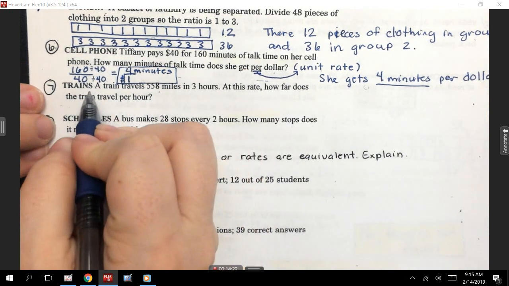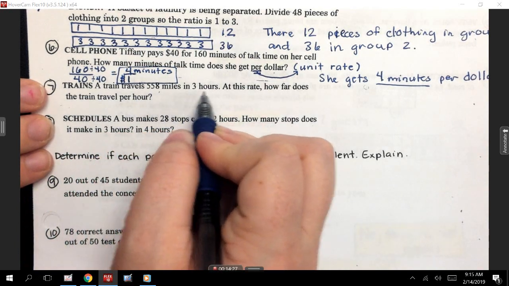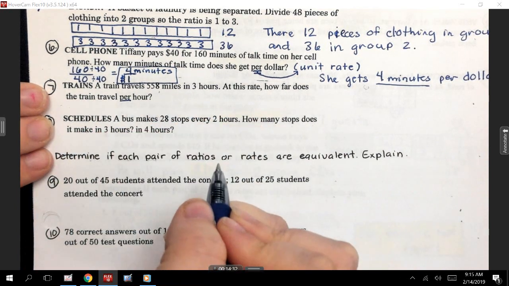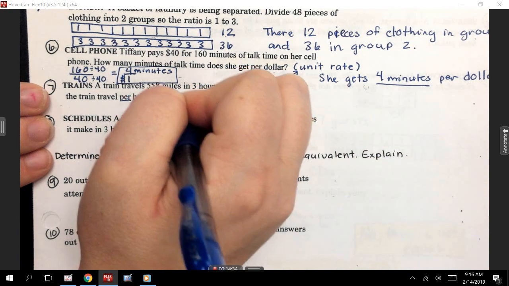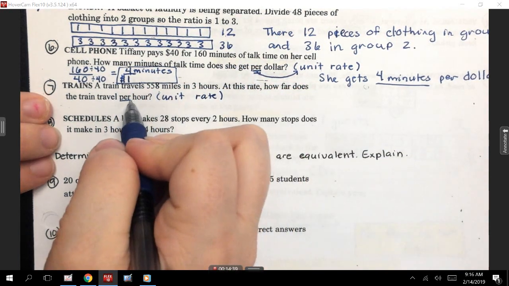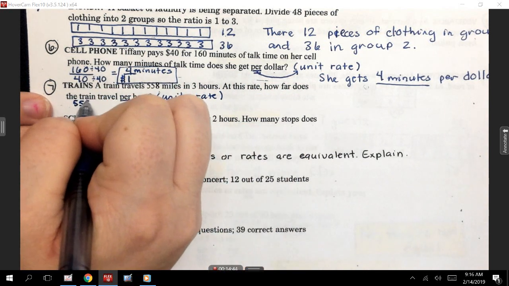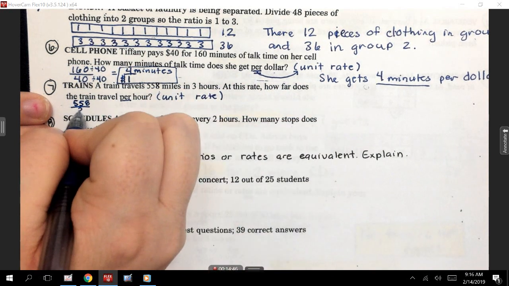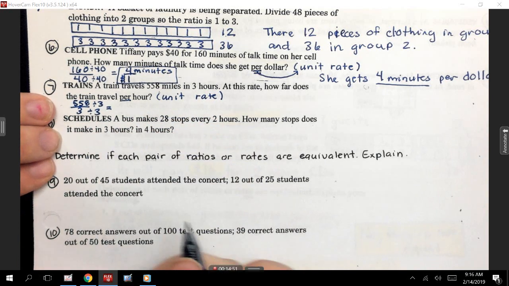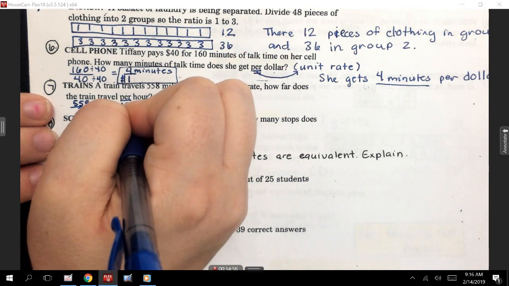All right. Number 7, a train travels at 558 miles in 3 hours. At this rate, how far does it travel per hour, which means I'm looking at unit rate. All right, so I'm going to put my hours, since it says per hour, hours go on the bottom. So I have 558 over 3. Since 3 is on the bottom, 3 is what I divide by. 558 divided by 3, Dylan? 186 over 1.